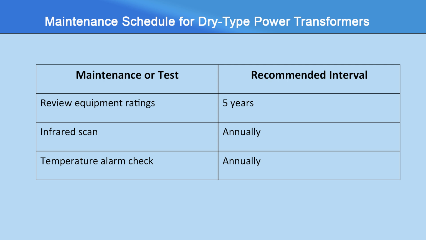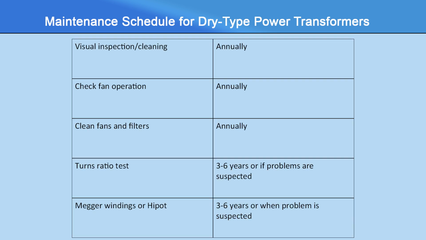Next test which is performed is the infrared scan, which is performed annually, and last is the temperature alarm check, which is performed annually. The next test performed is the visual inspection, which is performed annually. Next maintenance or test performed is to check the fan operation, which is performed annually. Next is to clean the fans and filters, which is performed annually.